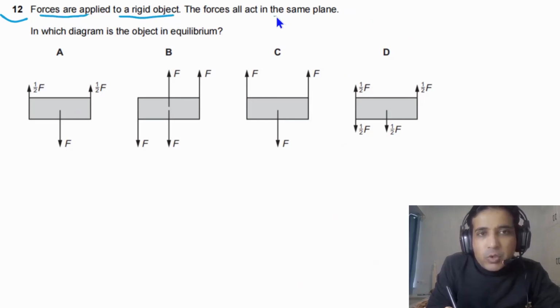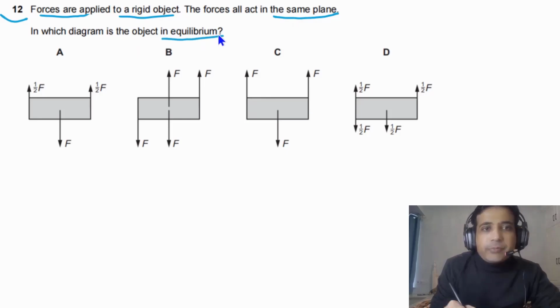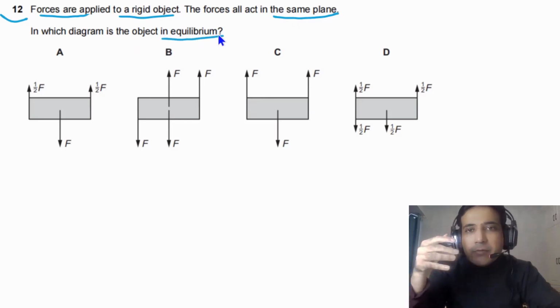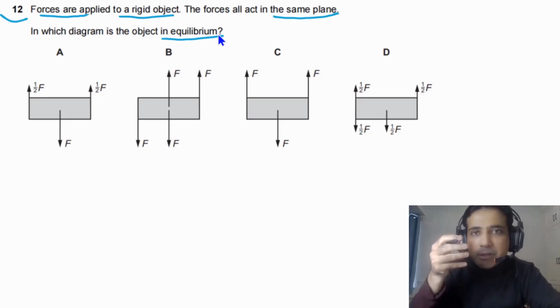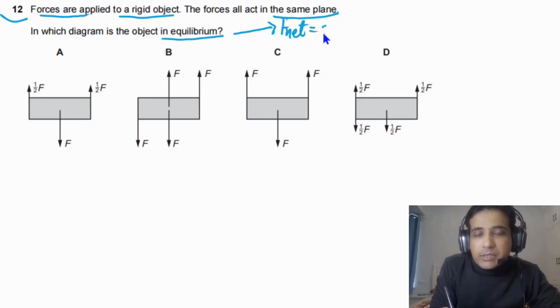The forces all act in the same plane. In which diagram is the object in equilibrium? First of all, let's try to understand what the meaning of equilibrium is. When we say an object is in static equilibrium, it simply means that the resultant force in any direction, we can simply say the net force in any direction, is equal to 0, and also the net moment about any point is equal to 0.